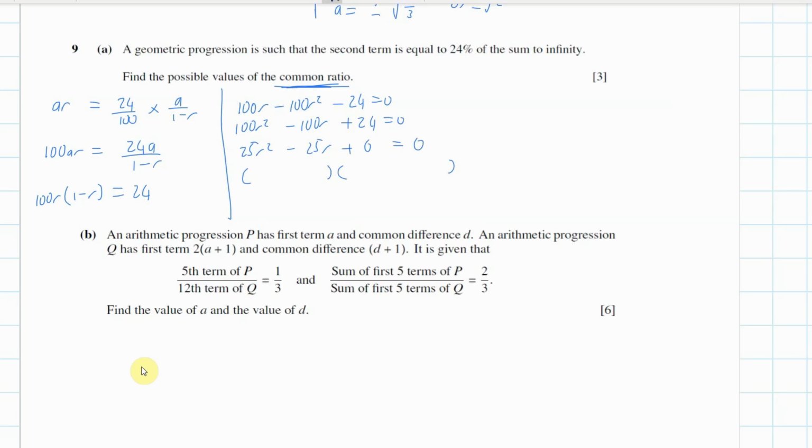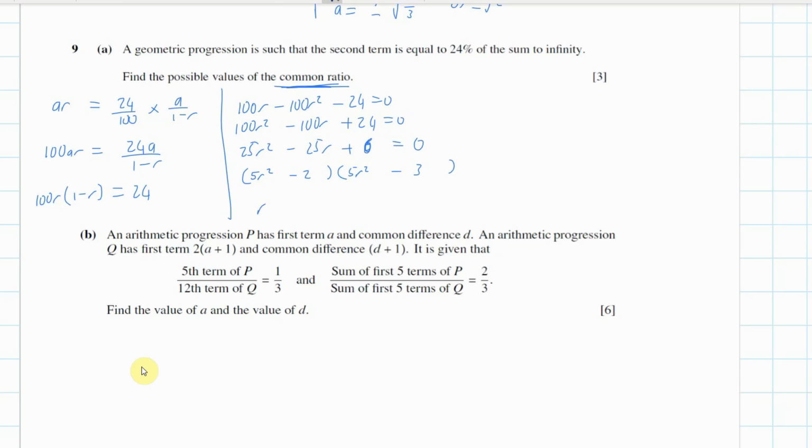Factorize, I think we can. What if we go 5R squared, 5R squared, and sixes, so maybe minus 6. No, that's not going to do it, because then we'd be too high. What about minus 3? Minus 3 will give us minus 15 and minus 10, yep, which gives us negative 25. Yep, so that's good.